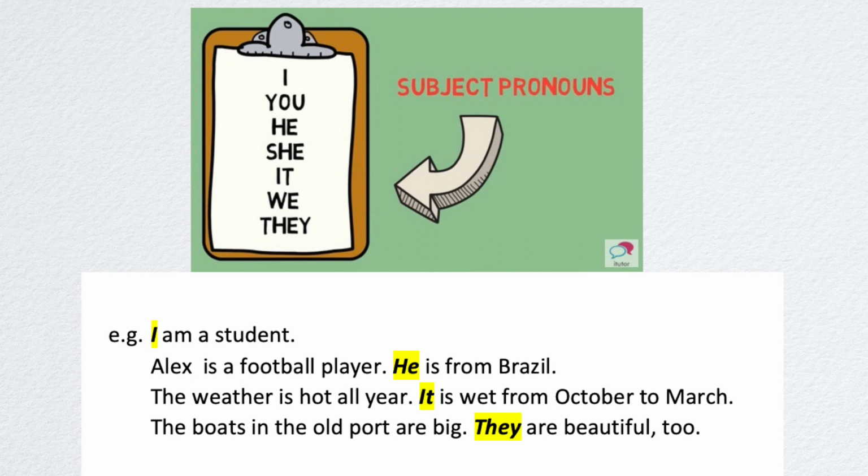The weather is hot all year. It is wet from October to March. It refers to the weather. The boats in the old port are big. They're beautiful too. Here, in the last sentence, they refers to the boats. Notice that in each sentence pair, the highlighted pronoun replaces the subject.